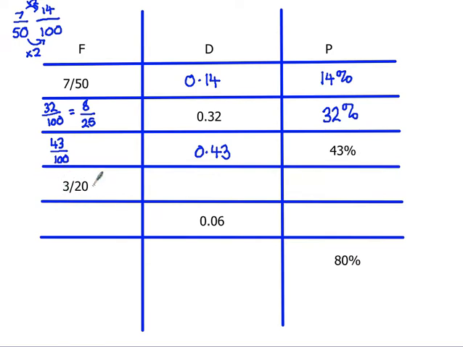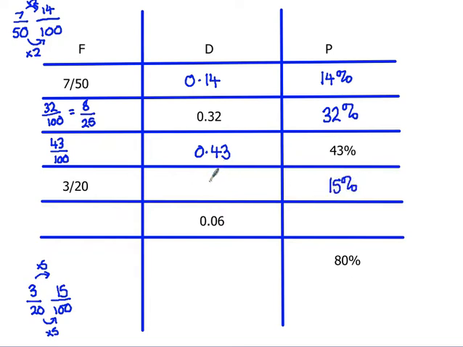Next one, we've got 3 over 20, which is a fraction, and I need it as a percentage, or at least I need it out of 100. So what have I done to 20 to turn it into 100? I've had to multiply it by 5. So if we do the same to the top, we get 15 out of 100, which must be 15%.